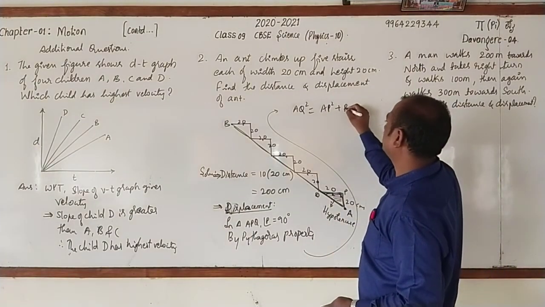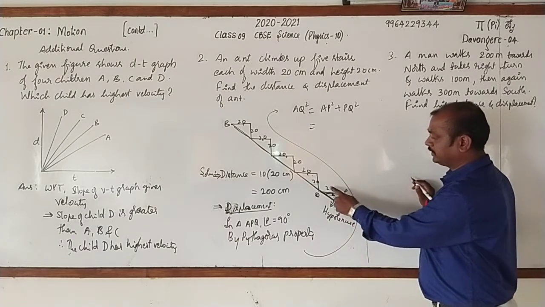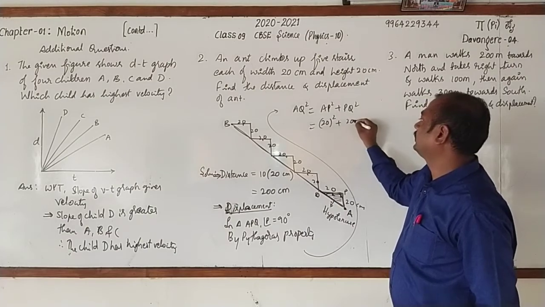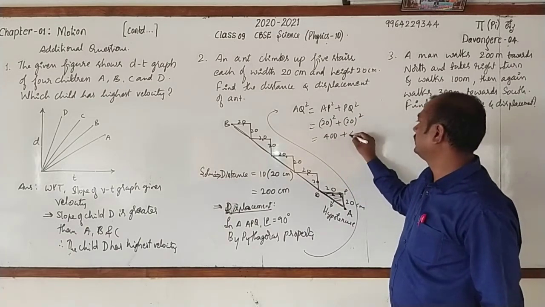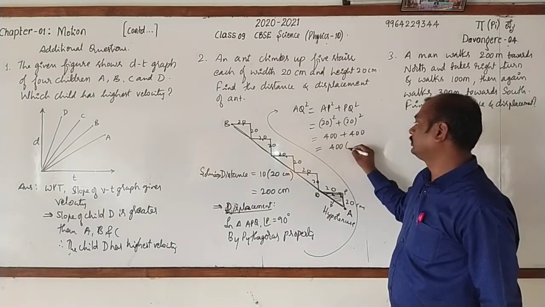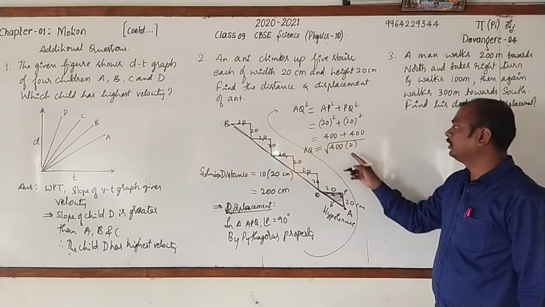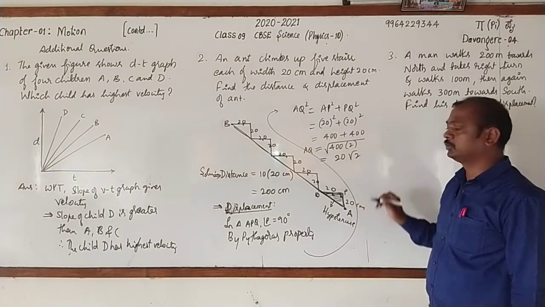AP square plus PQ square, which is equal to, AP is nothing but 20, PQ that is also 20, 20 whole square plus 20 whole square. 20 square is 400, this is also 400, 400 two times. So AQ is equal to square root of 400 into 2. What is the square root of 400? It is 20 into root 2. Clear?